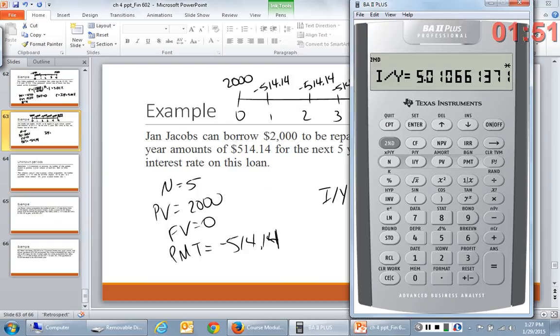So clear your time value of money. N is 5. Present value is $2,000. Future value is 0. And she's making payments of $514.14. Put that as a negative and compute the interest rate. And you get 9%.